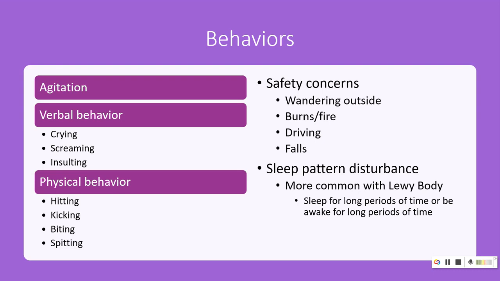Some of the safety concerns we talked about: wandering outside, driving, burns and fire, falls. So we've already covered those things. There is a sleep pattern disturbance that is mostly common with Lewy body. We talked about this when we were reviewing some of those dementias, that a person does start having trouble sleeping. With Lewy body dementia, the person can sleep for a very long period of time, or be awake for a long period of time, or both. So they might sleep for a day and then be awake for a day. Sleep for a day, be awake for a day.